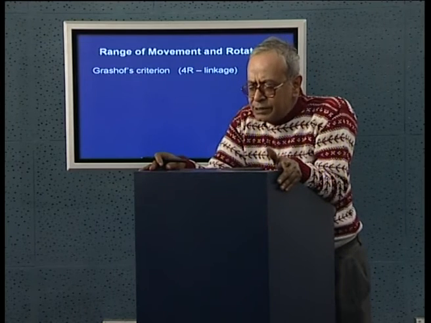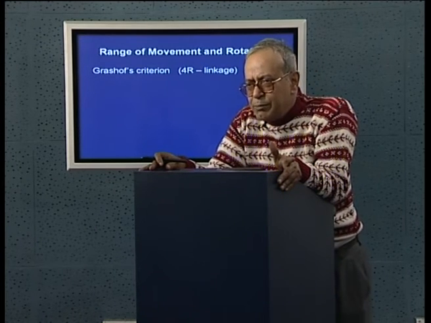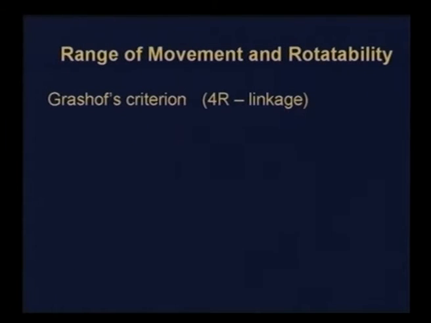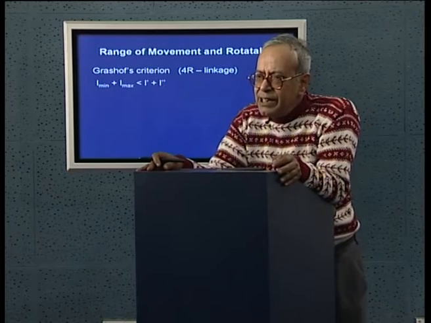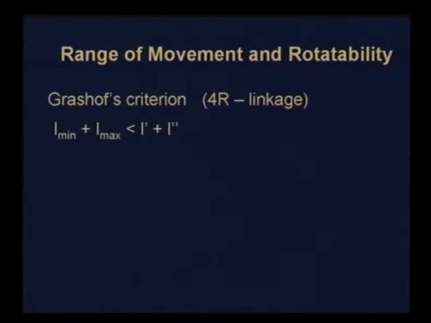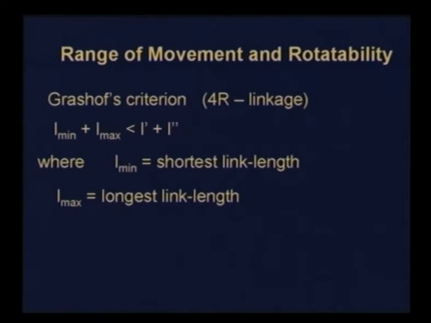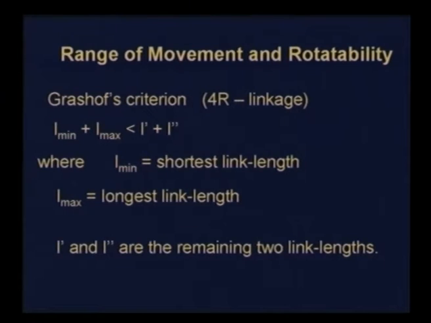To start with, let us consider a 4R linkage. That means there are 4 links which are connected by 4 revolute joints, which we normally call a 4-bar linkage. There are 4 kinematic dimensions in such a 4R linkage, namely the link lengths, that is the distance between successive kinematic pairs. Let us say L min is the shortest link length and L max is the longest link length, whereas L prime and L double prime are the remaining 2 link lengths.